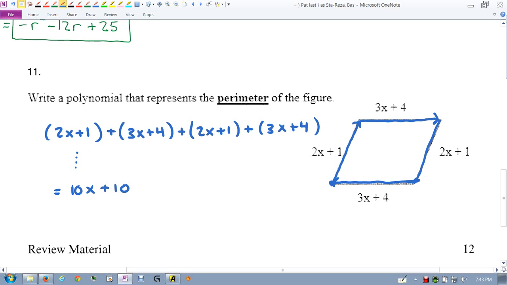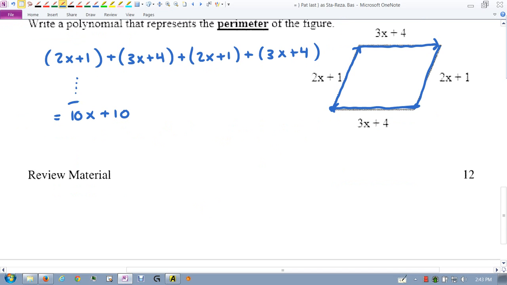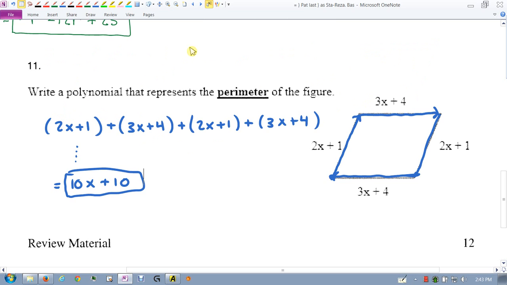All right. We could probably do this just visually. 2x plus 3x is 5x, plus 2x is 7x, plus 3x is 10x. And then 1 plus 4 plus 1 plus 4 is going to be 10. So it is. That's it. See, you can't tell me the perimeter if you're never given an exact length. All the lengths are in terms of x, so your answer has to be in terms of x also.